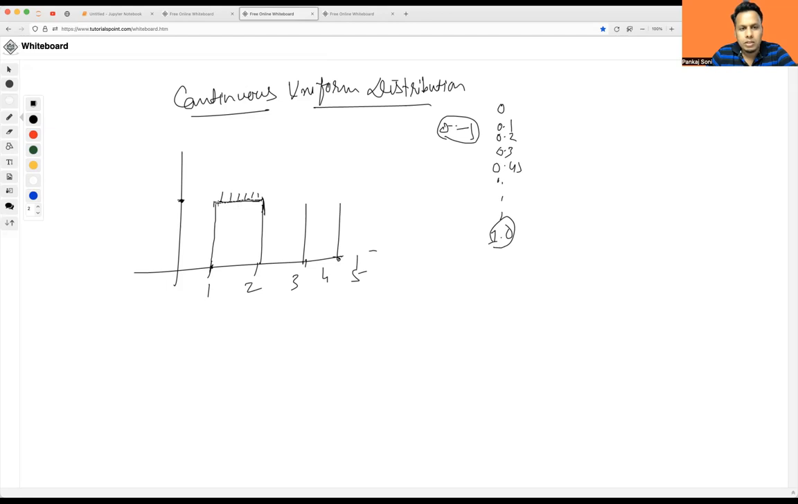So that's why you see one line between these. In discrete, we saw only this point and this point. But in continuous, there could be so many probabilities existing between these two numbers. That's why you will see a line between 1 and 2. Similarly, between 2 and 3, there will be a line. Similarly, 3 and 4, 4 and 5.